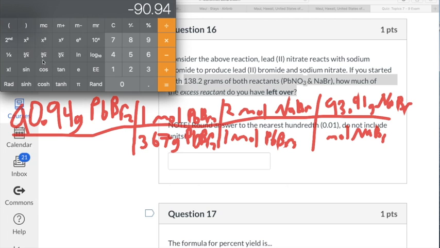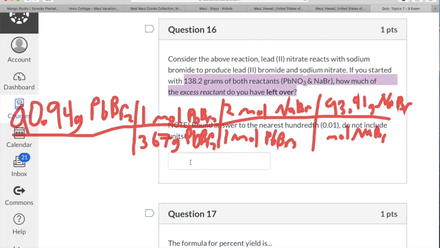Okay, now we can just plug and chug this into our calculator and finally get our excess. 90.94. I'll multiply that by 1 over 367, in parentheses, times all that by 2, and then times all that by 93.91. Yields 46.54. 46.54. Make sure my units are right.